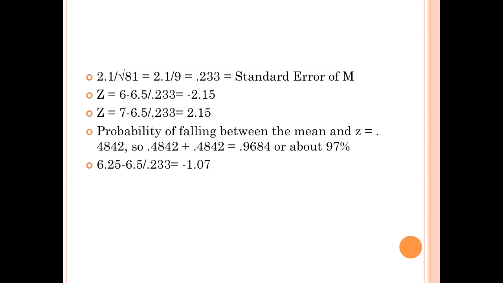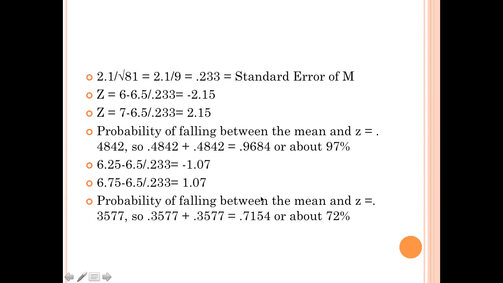So if you wanted to know the probability of between 6.25 pairs of shoes and 6.75 pairs of shoes, you would just do it again using the same standard error of the mean, but then changing your mean value. And that would give you the probability of falling between 1.07 and negative 1.07, which is about 72%.